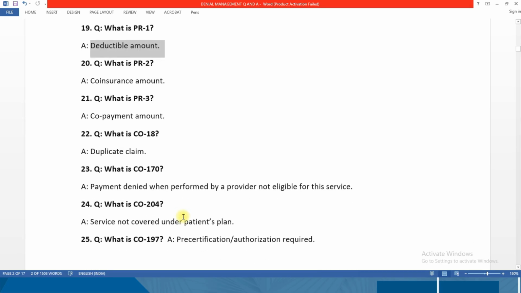What is CO204? Service not covered under the patient's plan. Basically, this patient's plan does not include the provided service. What is CO197? Pre-certification or authorization required before the payment.